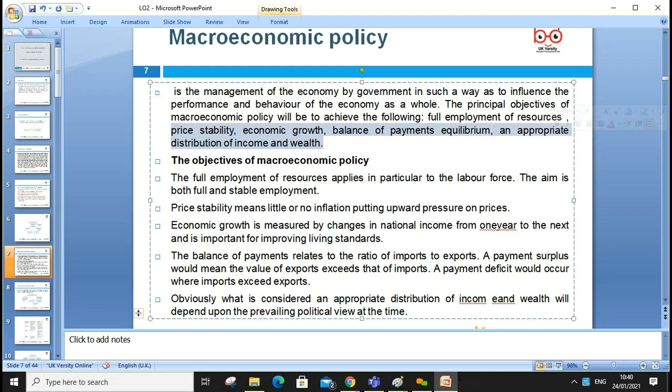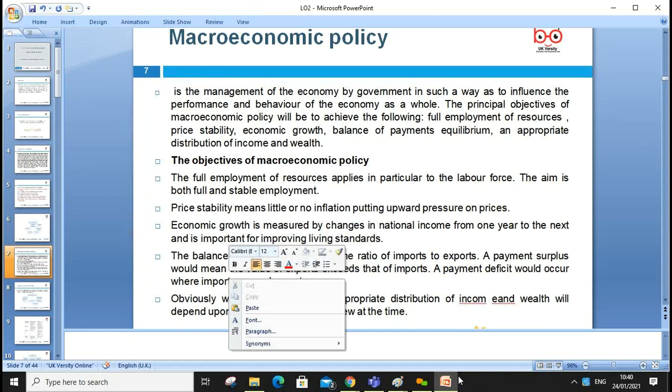So good economic policy of any country is based on the full employment of the resources applied in the particular labor force. The aim is both full and stable employment. Price stability means little or no inflation putting upward pressure on prices. Economic growth is measured by the change in national income, like that we have GDP. GDP means gross domestic product.